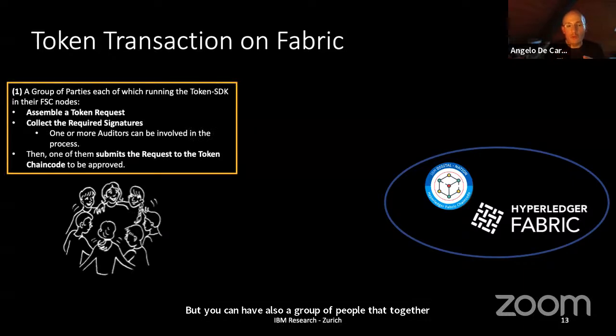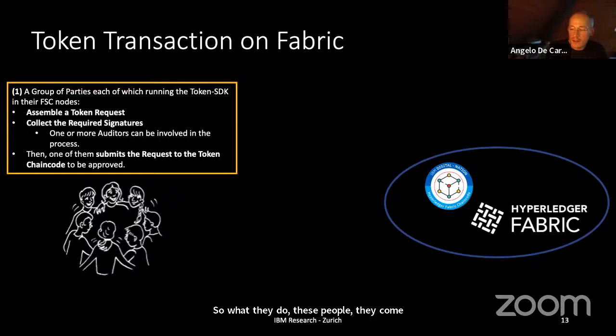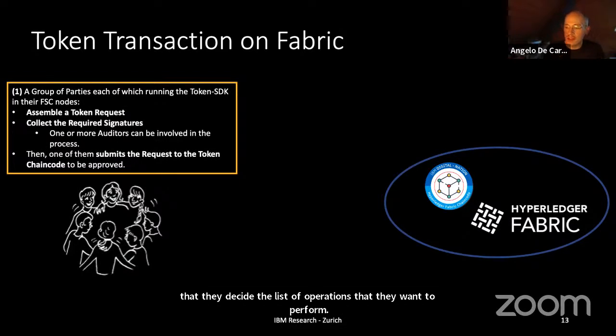So what these people do is they come together, they all run the Token SDK on their phone, or they might use the help of an intermediary. It doesn't matter. They come together, they assemble what we call a token request, which is a way to say that they decide the list of operations that they want to perform. They collect the signatures that are required.